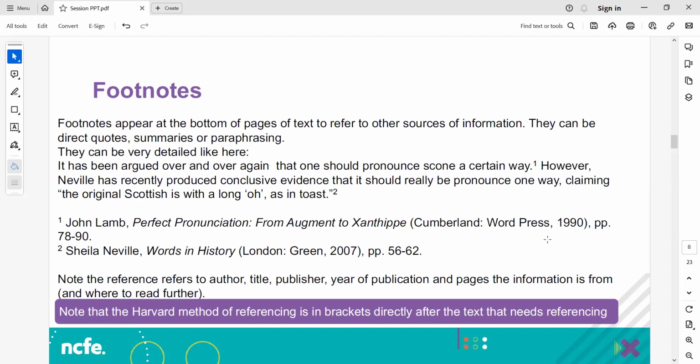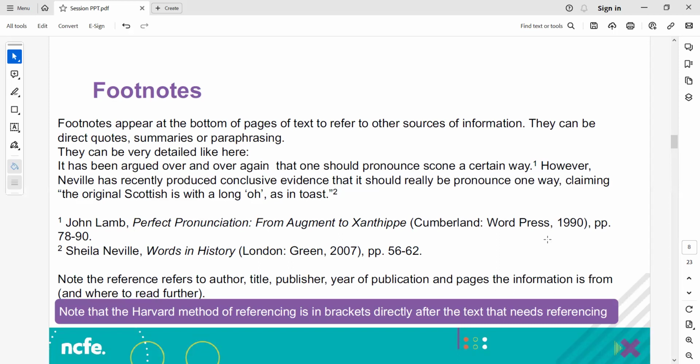Okay, so moving on to footnotes. These appear at the bottom of pages of text and refer to other sources of information. They can be direct quotes, summaries, or paraphrasing, and they may be very detailed. So you can find footnotes in any type of text. You sometimes see them in fiction, such as novels, but you more often see them in non-fiction texts. So it could be a textbook, an academic text, an article, and so on.